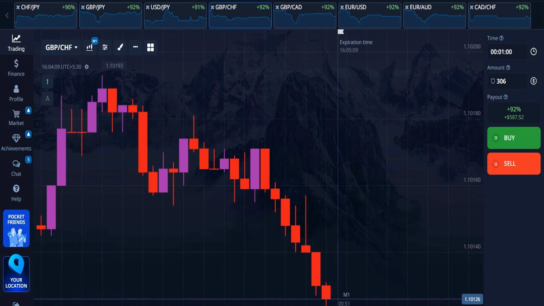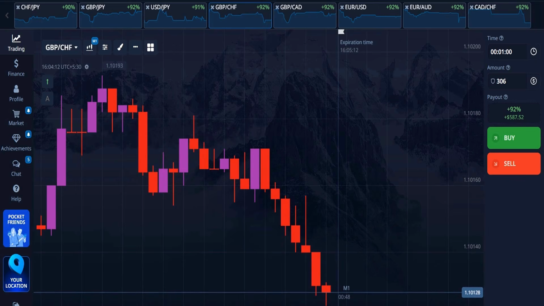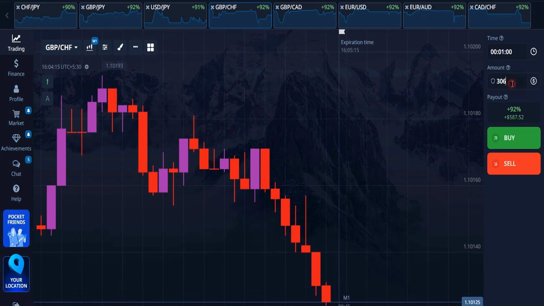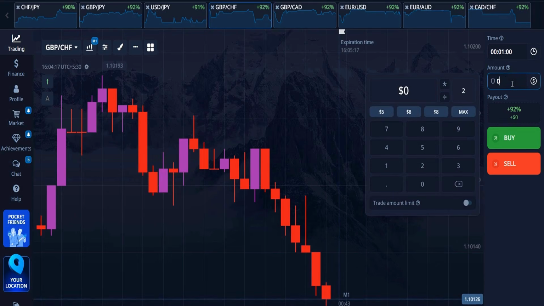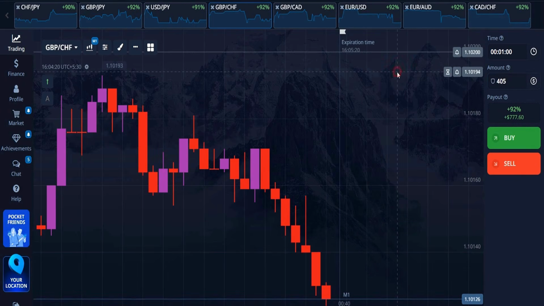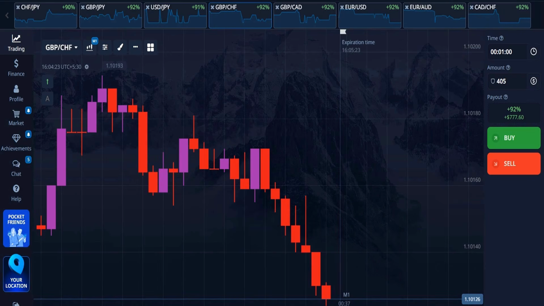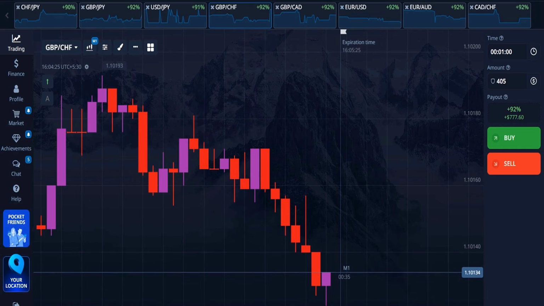In today's video, I'm going to show you a super simple but very effective Pocket Option strategy. And the best part? You don't need any indicators at all. It's called the 6th candle price action strategy. And trust me, even if you're just starting out, you'll be able to use this like a pro. This strategy works amazingly well in all kinds of market conditions.